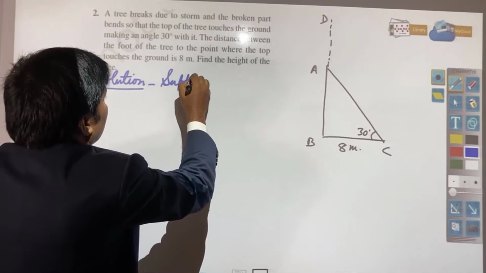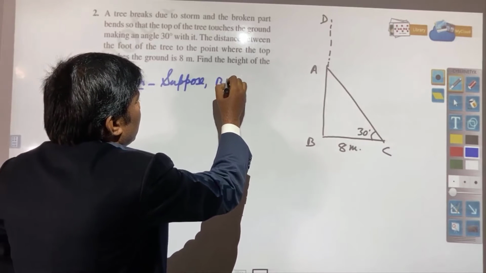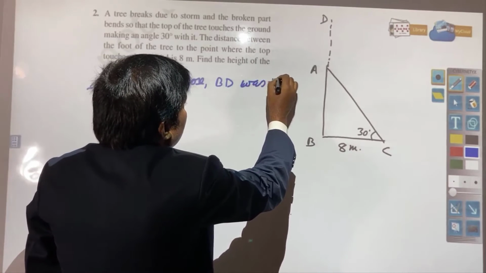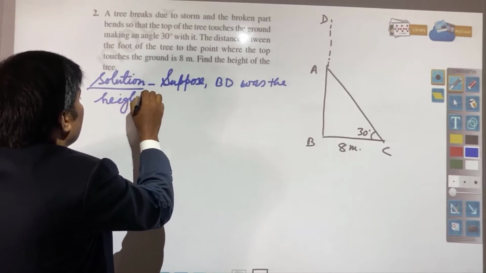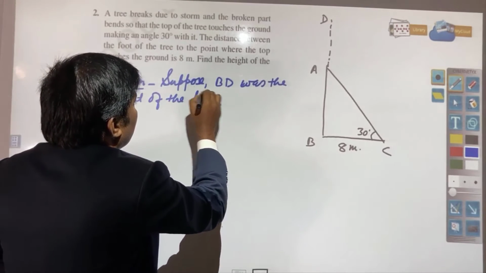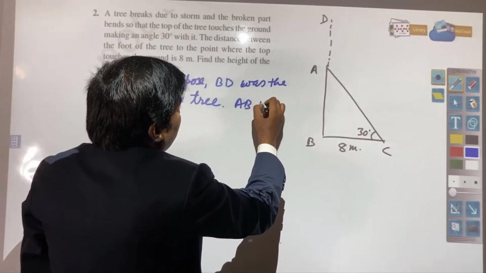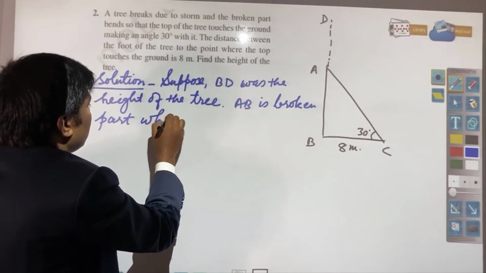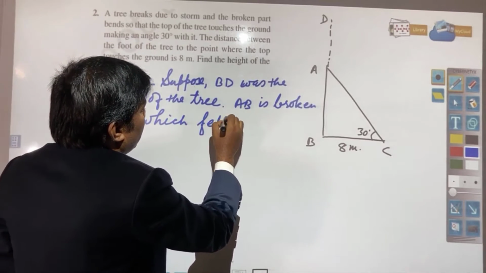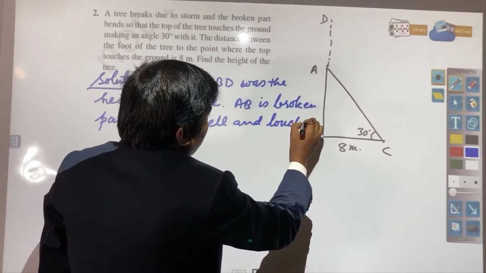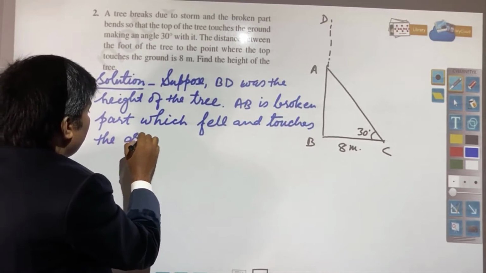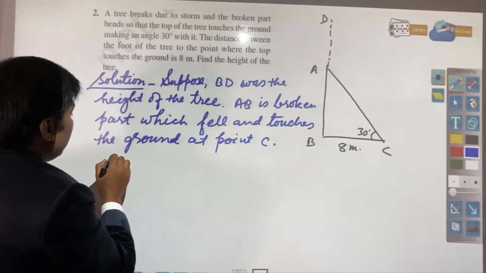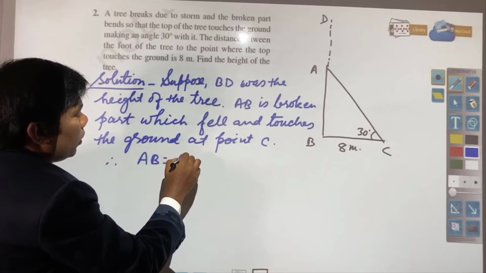Suppose BD was the height of the tree. AD is the broken part which fell and touches the ground at point C, and therefore AD is equal to AC.